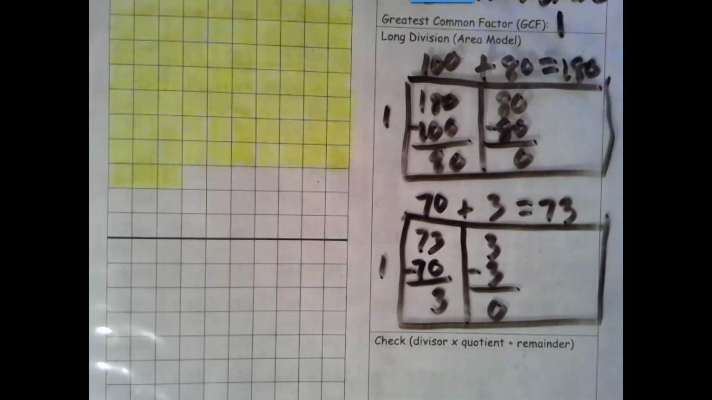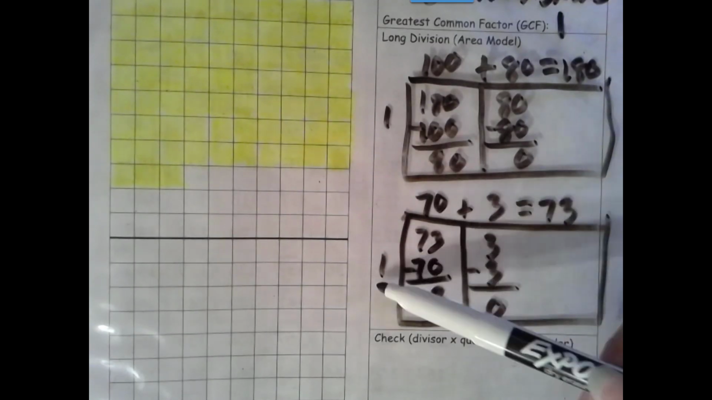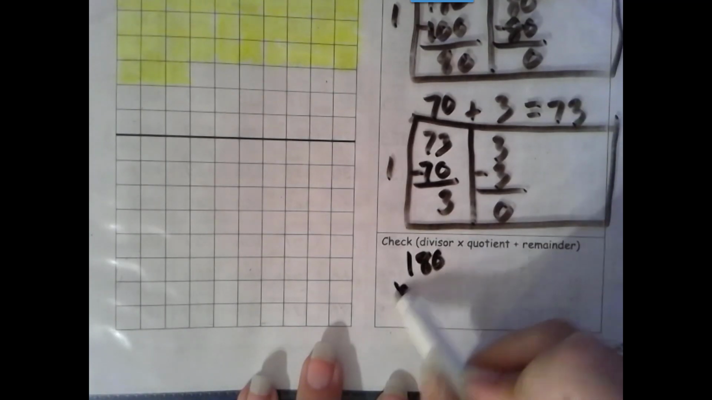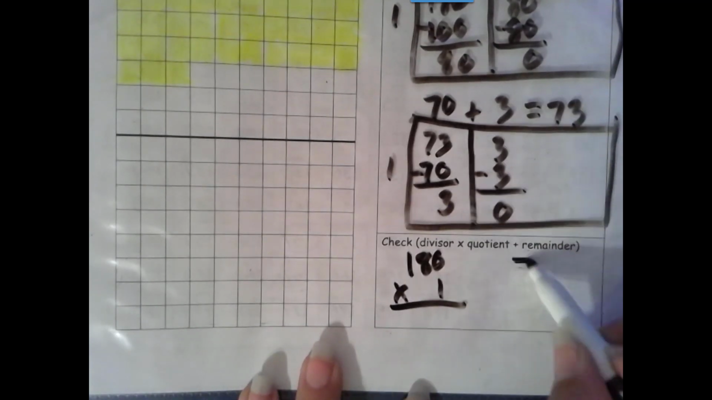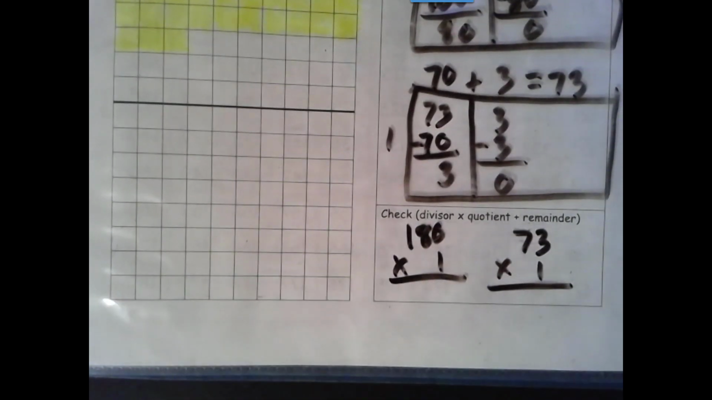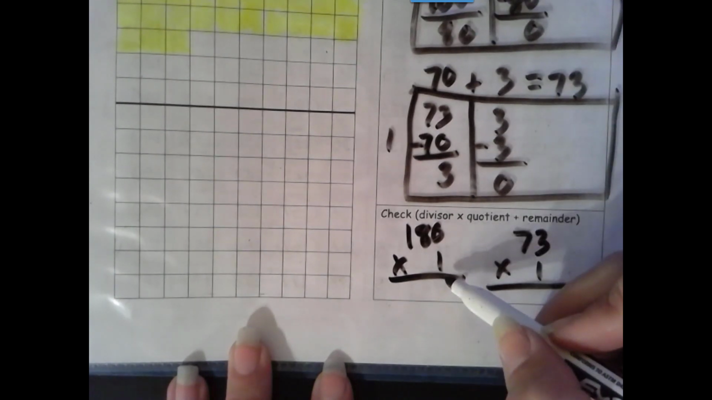Now let's check with our inverse operation. Divisor times quotient plus remainder. But since our remainder is 0 for both, and the identity property of addition says when you add 0 it stays the same, we don't need to add it. But what we end up with here is the identity property of multiplication. It says when you multiply by 1 it stays the same.